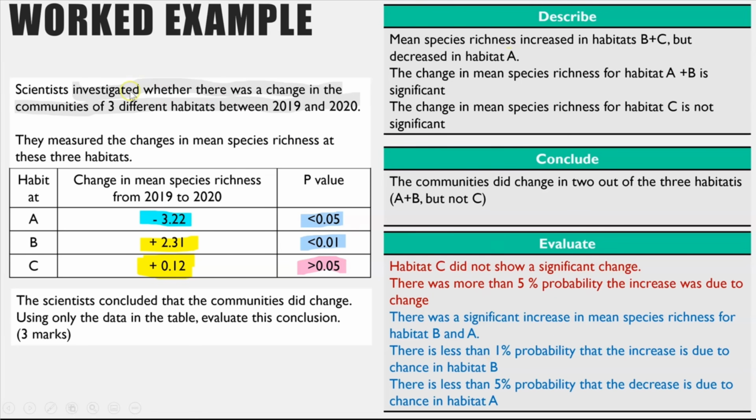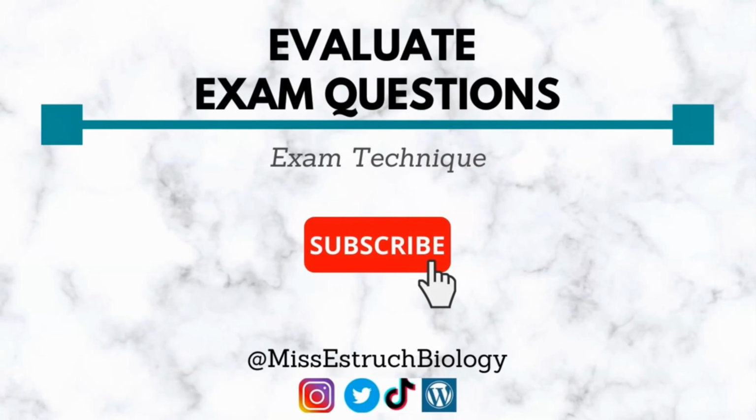It also means you've got a better understanding of the method, what they were trying to find out, and what the results show. So you're more likely to give an accurate and better understood answer, and therefore your clarity would have improved. Today we're going to go through the evaluate exam style questions.